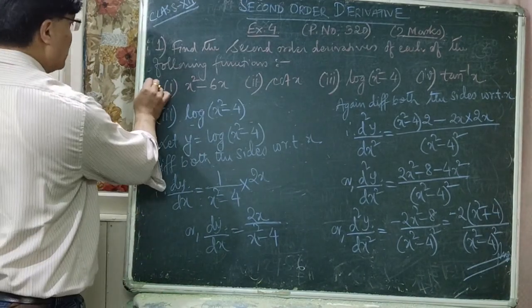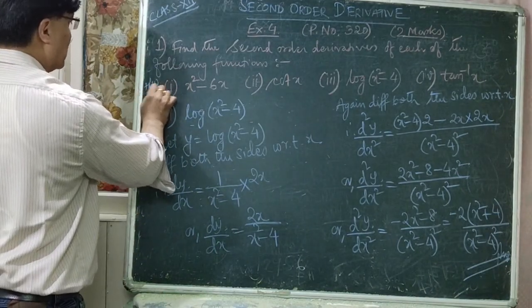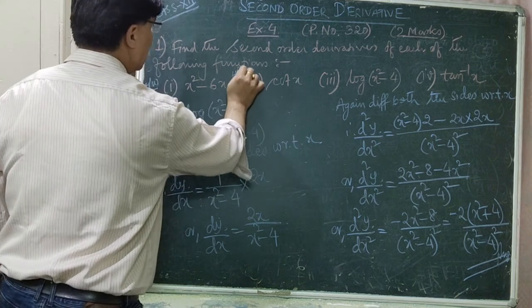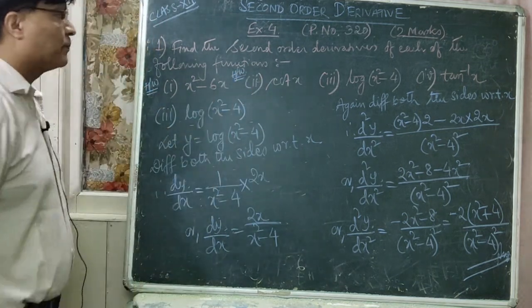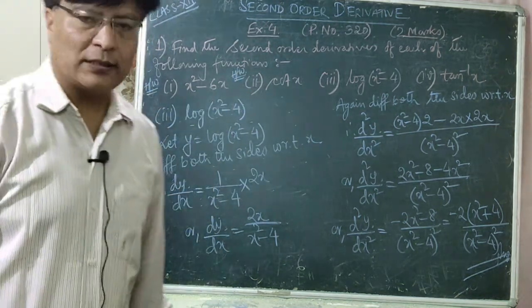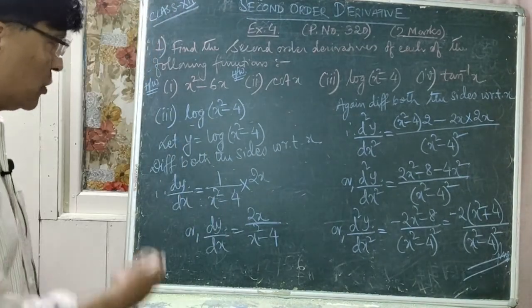Question number 1 or number 2, say, is your homework. Okay? So you do it at home. Question number 3 we have done. Now let's do question number 4. So you can copy it.